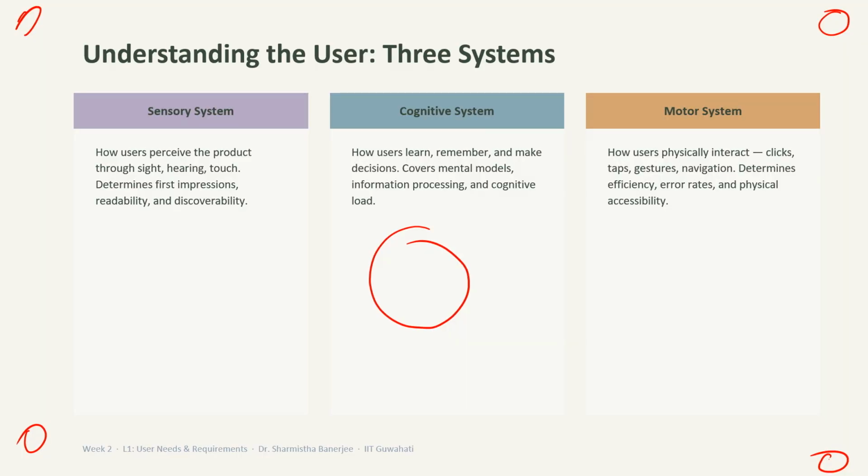You might have made some errors typing words when the words are too closely placed and you are trying to do single-hand typing on your mobile phone, because your motor system was not capable of the right kind of placement of your finger. The older people grow, their motor skills deteriorate. So, the motor system determines the efficiency, error rate and physical accessibility within the design. So, you need to also understand your user in terms of their motor system.